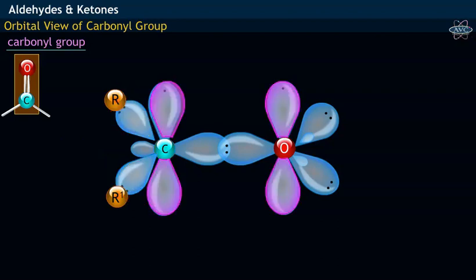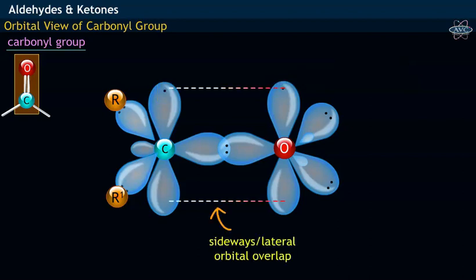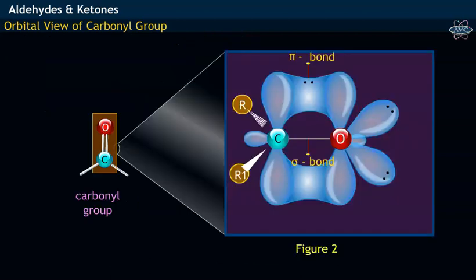Further, the unhybridized and perpendicularly arranged p orbitals of carbon and oxygen atom having one electron each involve in sideways overlap and thereby result in the formation of a pi bond. The carbonyl group may also be visualized as shown by figure 2.